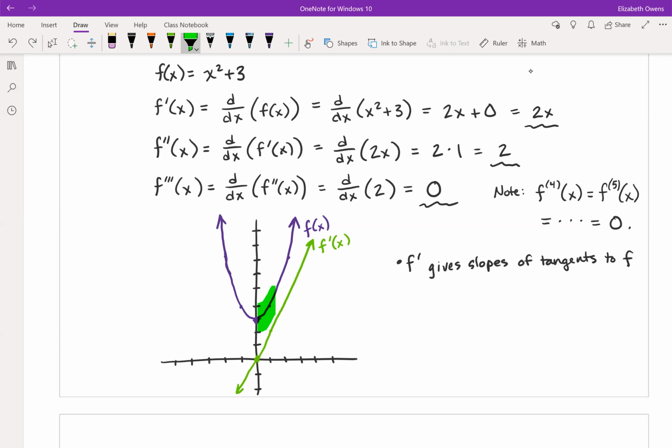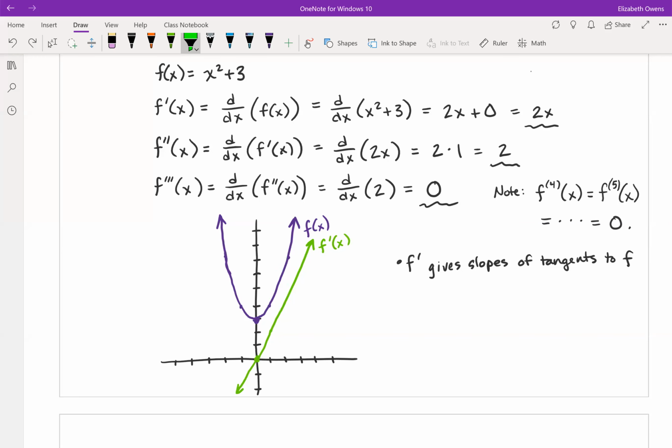And you can look at the original function all through here. And if you imagine putting tangent lines to the function, to that curve along those values of x, all of those tangent lines would indeed have positive slopes. So the derivative is giving us the right information there.